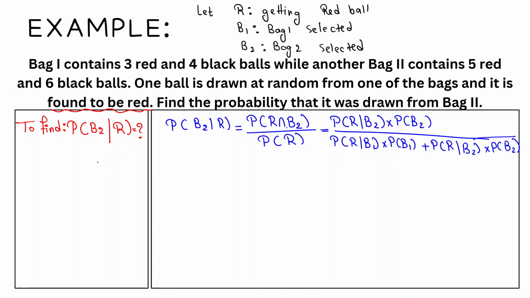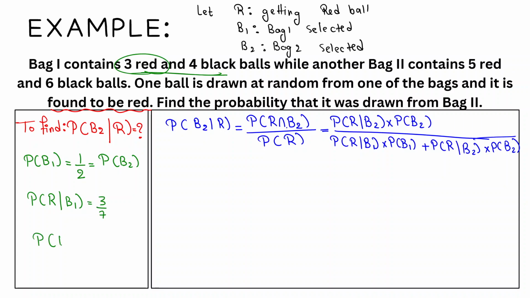Now I write all the probabilities over here. The probability of selecting bag 1 is half, because out of 2 bags you will select any one of the bags. So the probability is 1 by 2. Same goes for bag 2. Now what is the probability of getting a red, given that it is from bag 1? Bag 1 has 3 red out of total 7. So it is going to be 3 by 7.